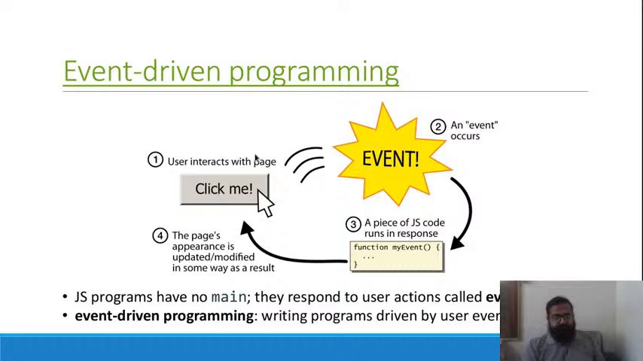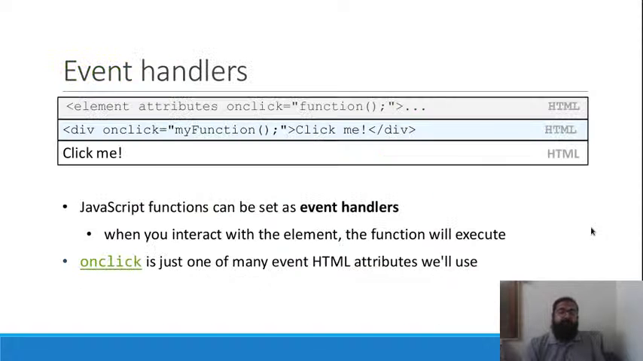Okay, so now JavaScript programs do not have a main function. Okay, so they respond to user actions called events, and event driven programming, writing programs driven by user events. So you have to do event driven programming. So that is what this event driven programming means. And the event handlers can be like on click. Okay, so on click, you want a particular function to happen. Okay, so the HTML will have a thing like div on click my function. So this function is being called from the JavaScript, and that's the idea. So this is a particular example for an event handler or for on click.